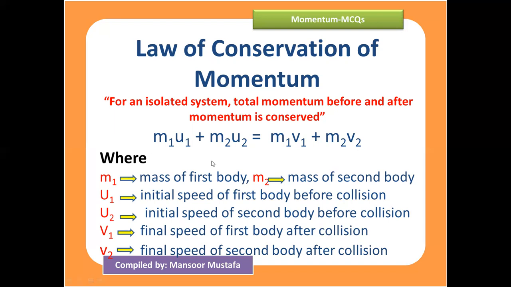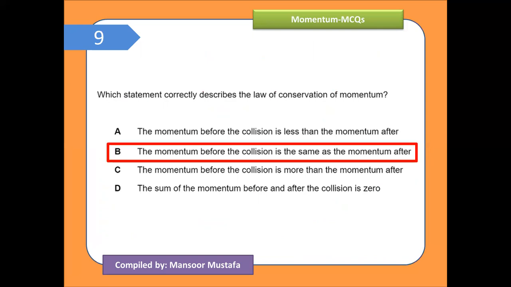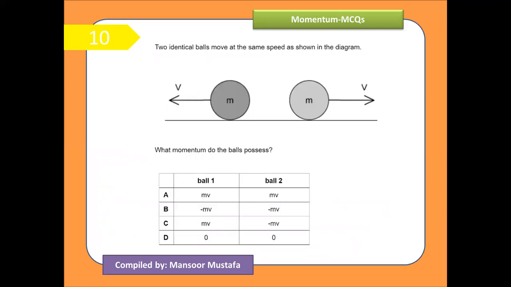So this is the statement and this is the equation. अब इस equation को use करके we'll be solving different questions. Now first question is that which statement correctly describes the law of conservation of momentum? Simply you have to find out कि law of conservation की correct statement कौन सी है. This is what we have just discussed कि total momentum before collision is the same as total momentum after collision. Now we have next question.